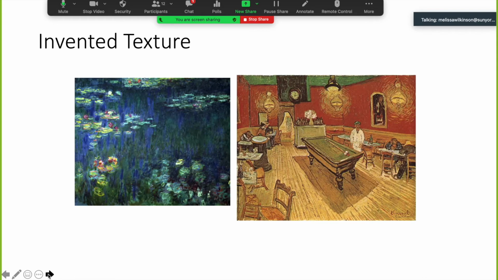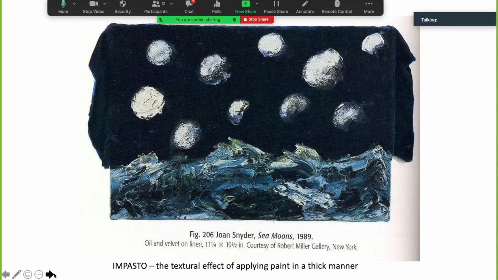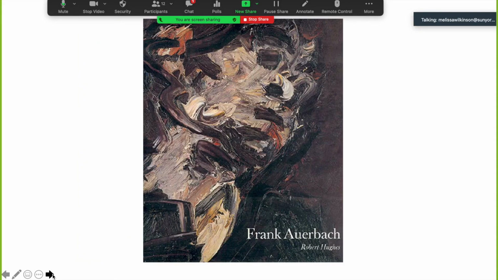Then we have actual invented texture, one that might actually be there as evidence from the process itself. So in painting, Van Gogh is a perfect example of that, and Monet is as well. In painting, we have a term called impasto. And impasto sounds like pasta, doesn't it? And pasta means paste in Italian. So impasto means texturally thick or pasty. Whenever you see that in paint, that's what it means.